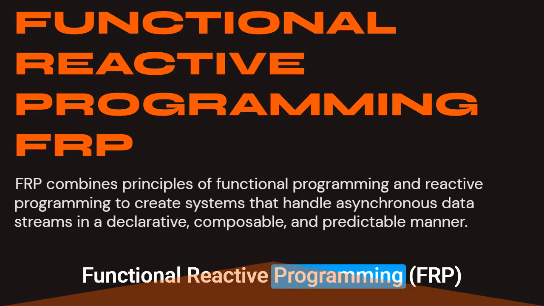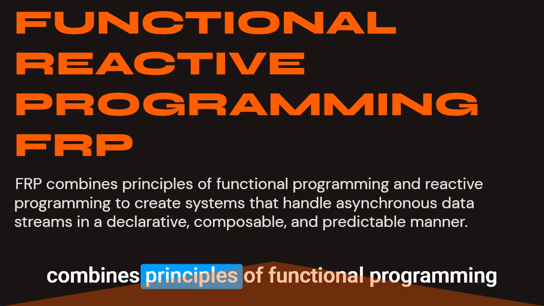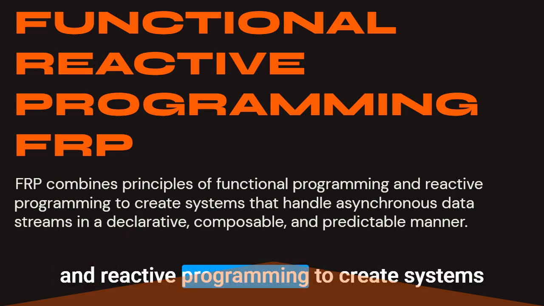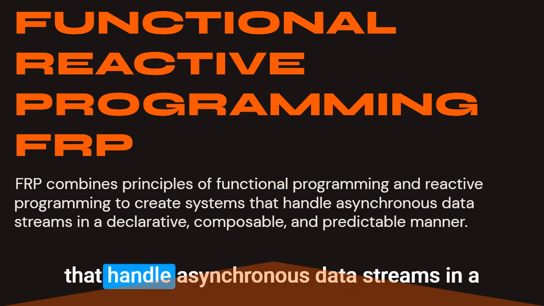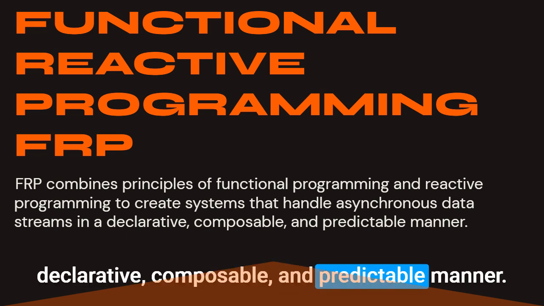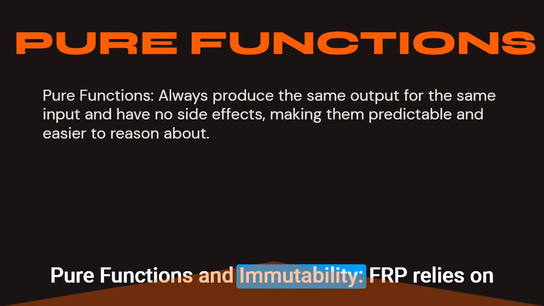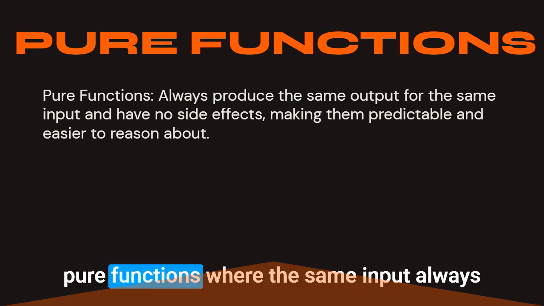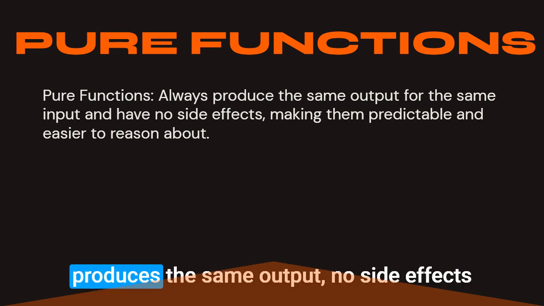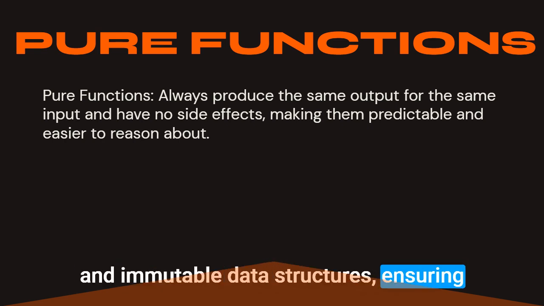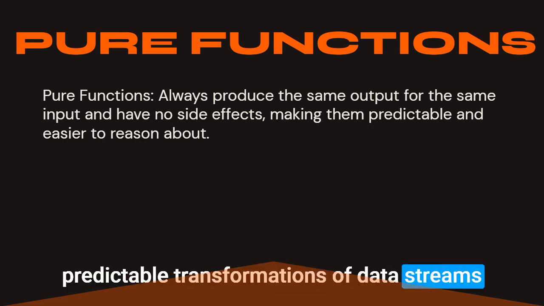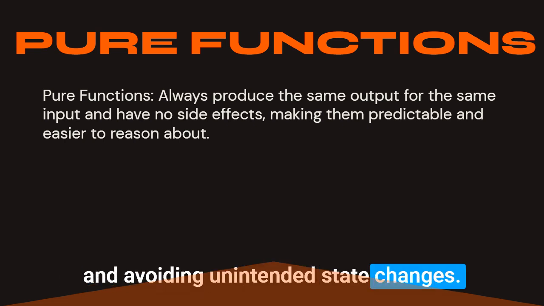Functional Reactive Programming, FRP, combines principles of functional programming and reactive programming to create systems that handle asynchronous data streams in a declarative, composable, and predictable manner. Below are the essential characteristics of FRP: pure functions and immutability. FRP relies on pure functions where the same input always produces the same output, no side effects, and immutable data structures, ensuring predictable transformations of data streams and avoiding unintended state changes.